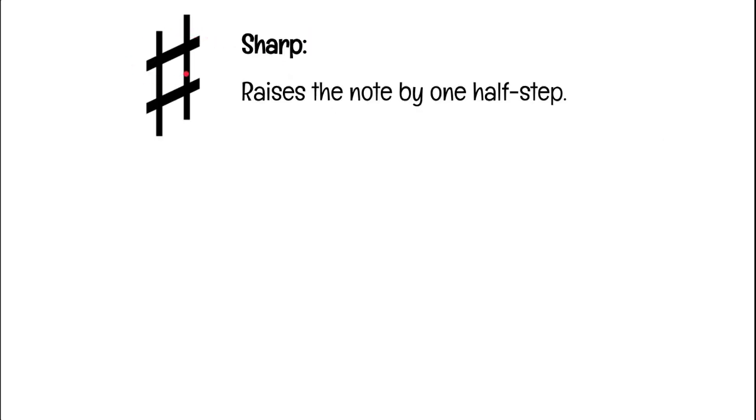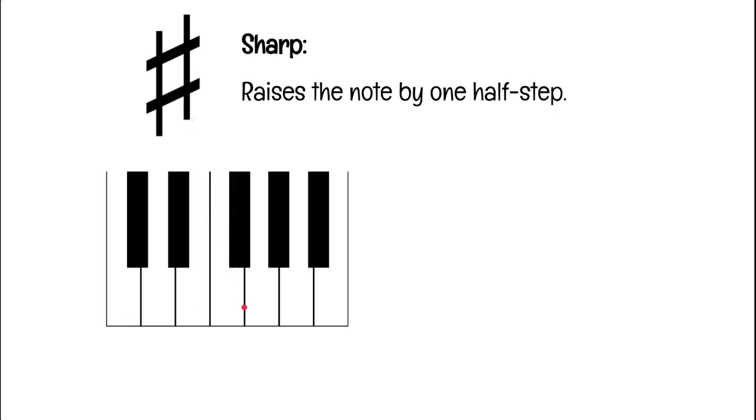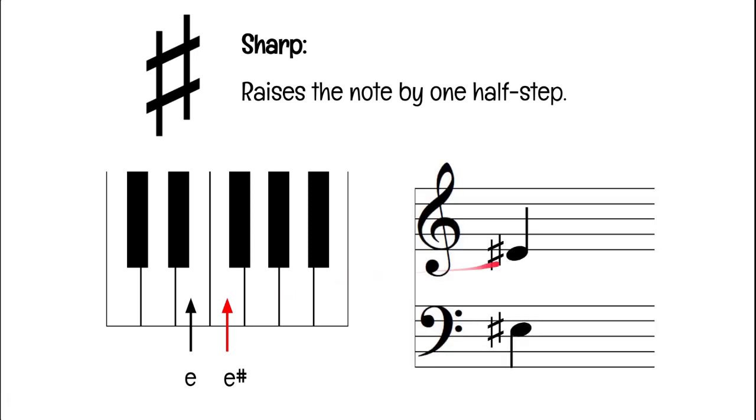The first symbol we have is called a sharp, which raises the note by 1/2 step. For example, on the keyboard we have E, we raise the note by 1/2 step over here to the right and we get E sharp. On the grand staff, this would look like this, a sharp right next to the note.